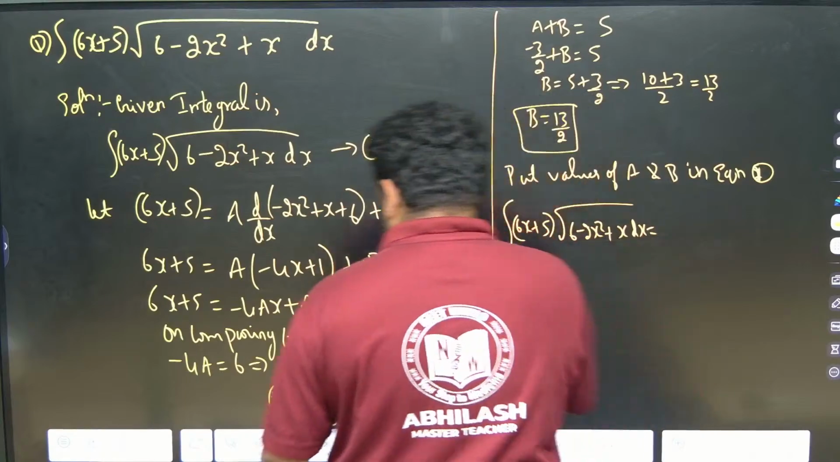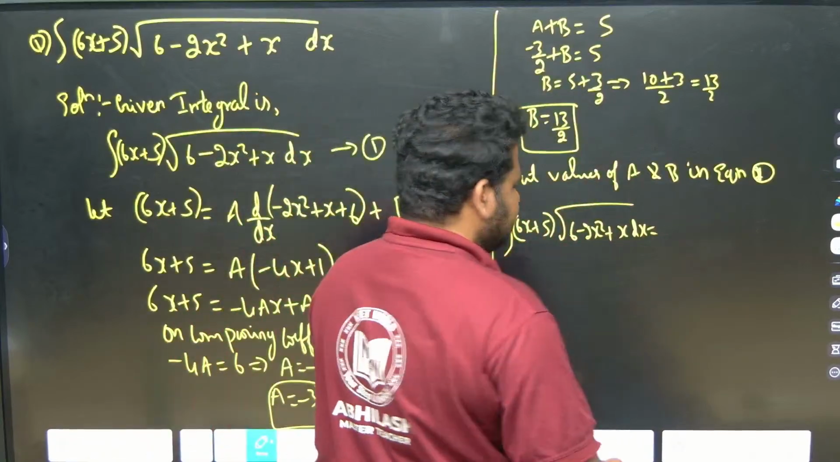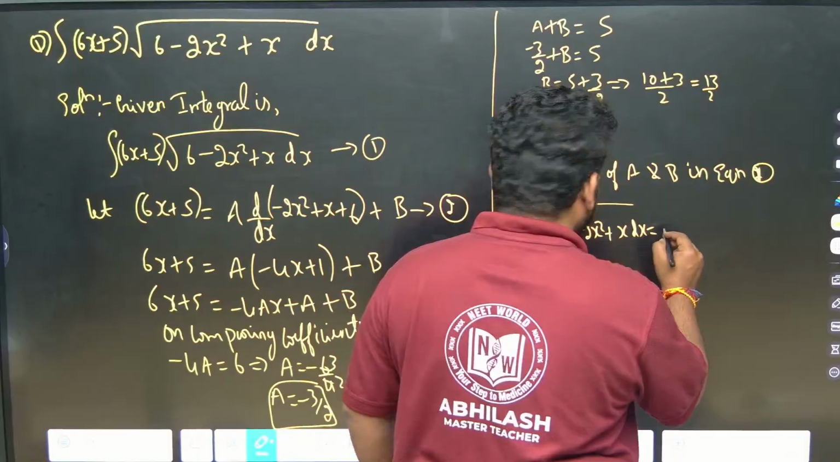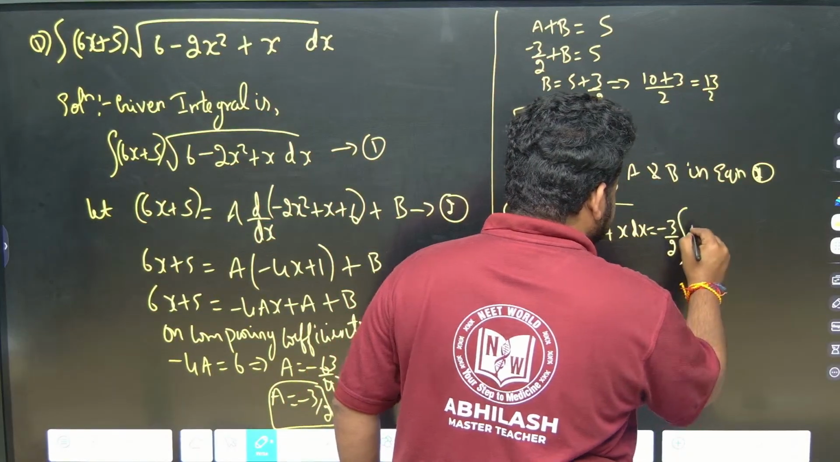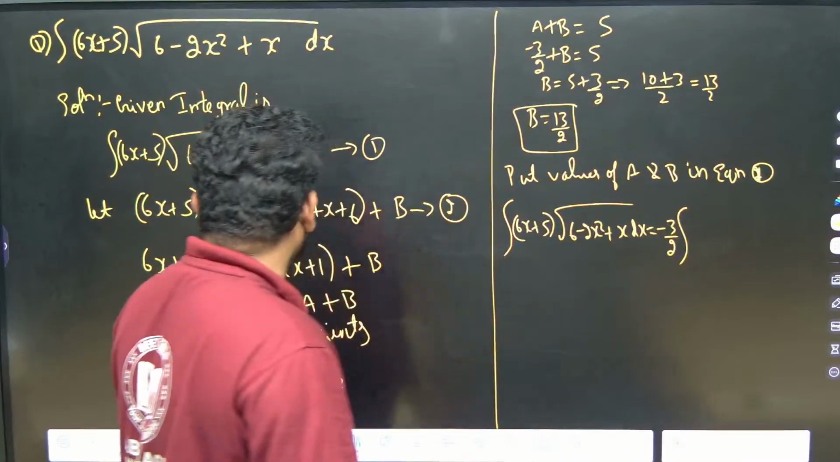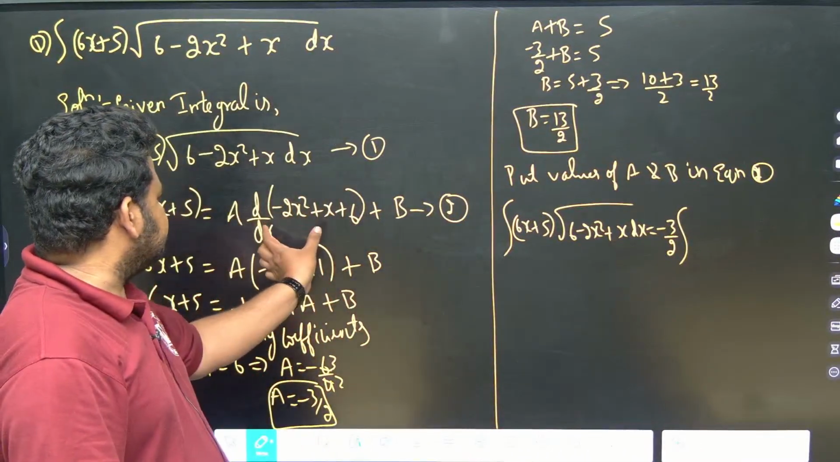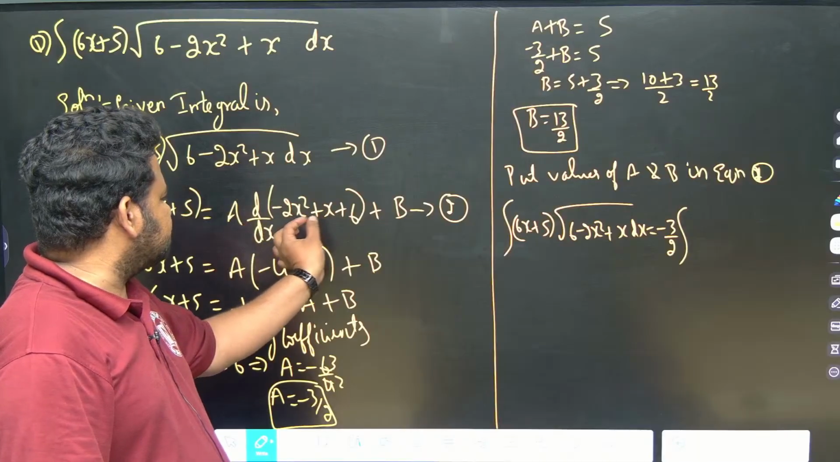Here we are not going to divide, we are going to multiply with this 6x plus 5. Okay, we will write what? So we will be writing here, A value is what, friends? Minus 3 by 2, into integral of A into d by dx of minus 2x square plus x plus 6.